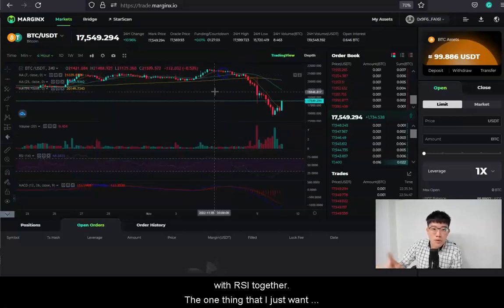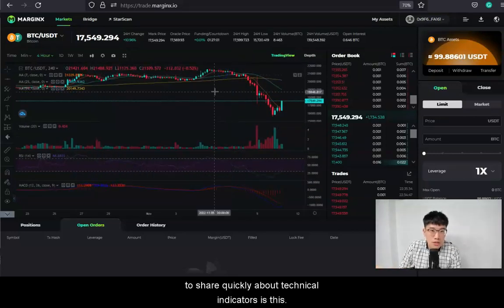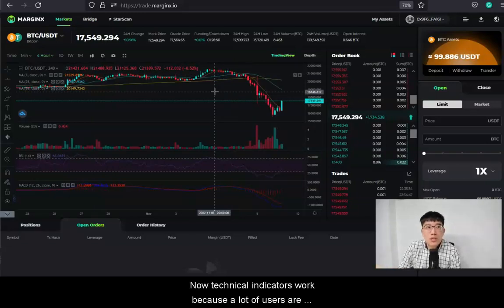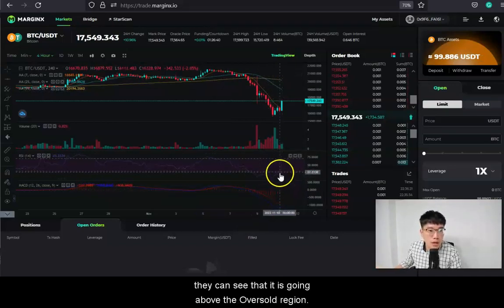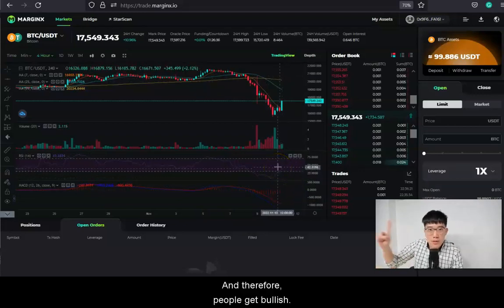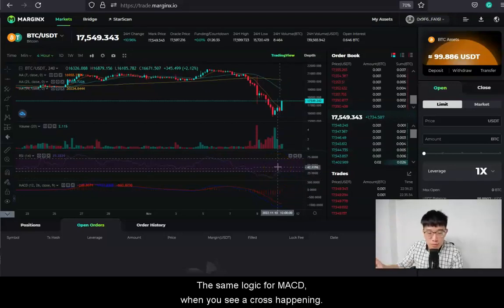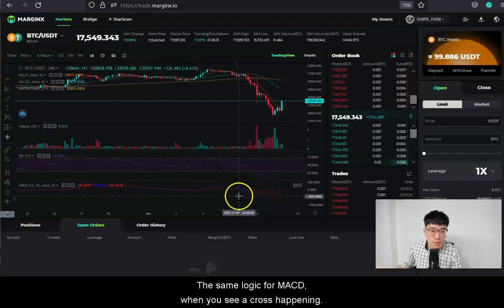The one thing that I want to share with you quickly about technical indicators is this. Technical indicators work in a sense because a lot of users are using it. What do I mean? To me, I feel that technical indicators work because there is a certain bias to it. Because everyone is using the RSI, they can see that it's going above the oversold region, and therefore people get bullish. The same logic applies to MACD.